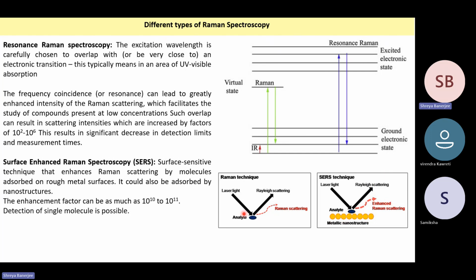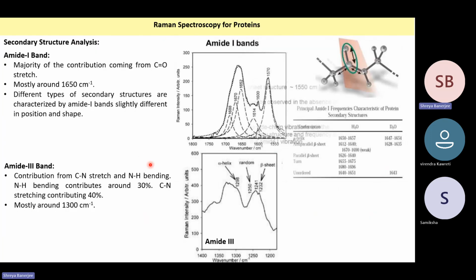Just instead of taking the loose molecule, we make the molecule adsorbed on some nanostructure surface. So it increases the intensity by 10 to the power 10 to 10 to the power 11 times, which is a huge increase in intensity. That is called surface enhanced because it is being enhanced due to this being adsorbed on the surface. So it's called surface enhanced Raman spectroscopy.